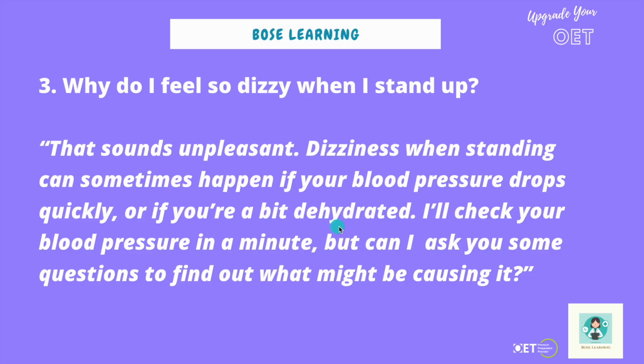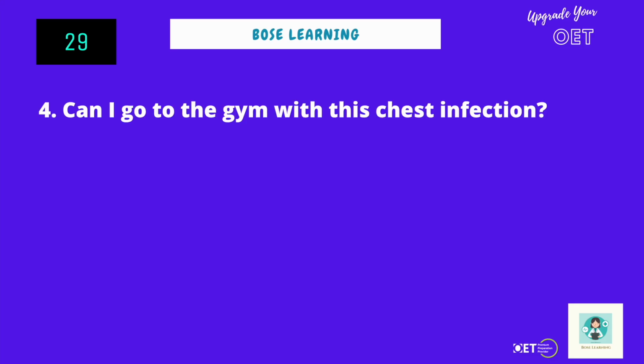So explain. Remember to pause in between your explanation. Explain what you're going to do. I'll check your blood pressure in a minute. In the OET, you never have to do an examination, but that might come later, after the OET role play, for example. So you can refer to that. That's fine. But can I ask you some questions to find out what might be causing it? And this is probably going to be directed to you in the role play as well in your task card. So that's one way you could answer this. Okay, here comes number 4.